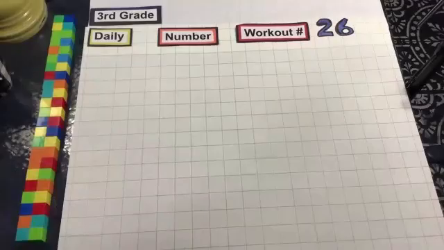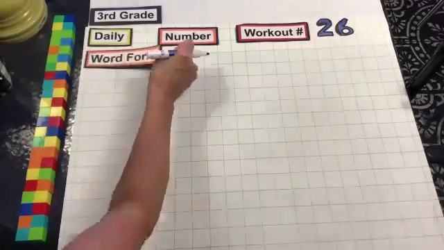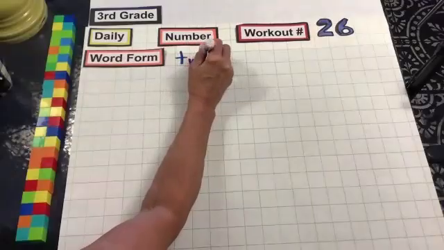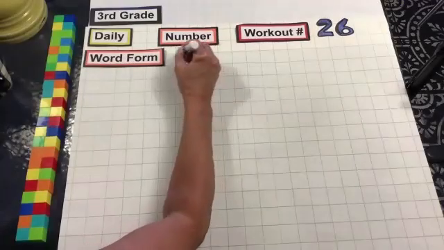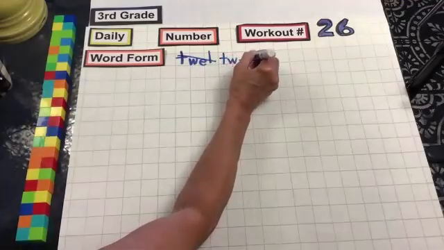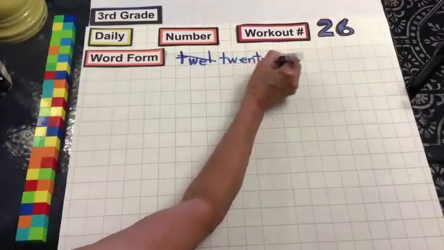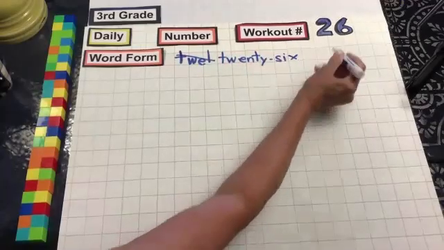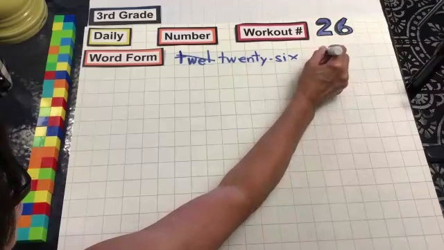We're on number 26. So let's get started with our word form. 20... Whoops. Messed up. So I just put a line through it. No worries. 26. You can have a hyphen or not having a hyphen. Since it ends with a 6, it is even.